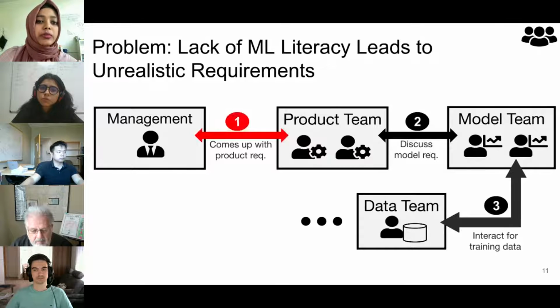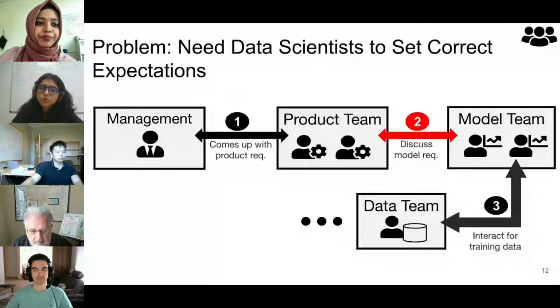For example, the product team might decide to detect all the frauds in the product, but we know that machine learning is not capable of providing 100% accuracy. So when the product team talks to the model team, the model team says that it is not possible for them to build such a model. So it creates conflict between the product team and the model team. And also, as this is very late in the process, the success of the product is put at stake.